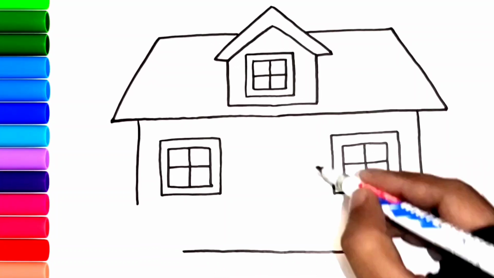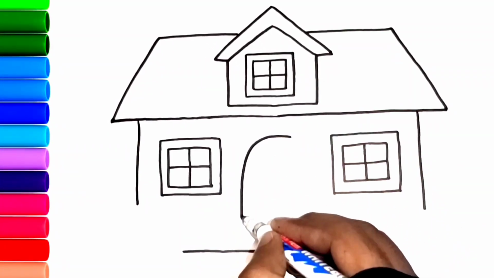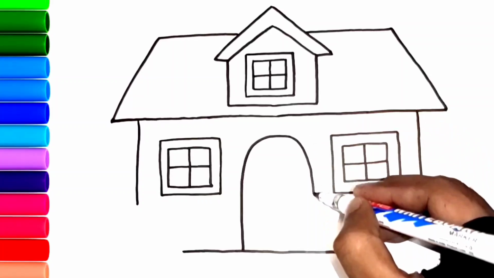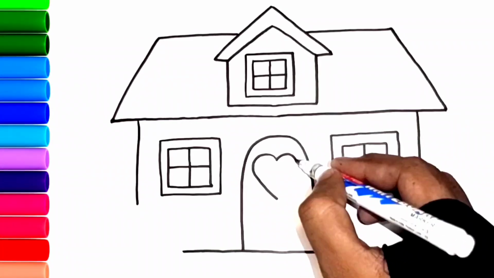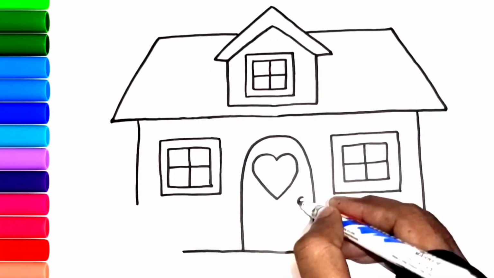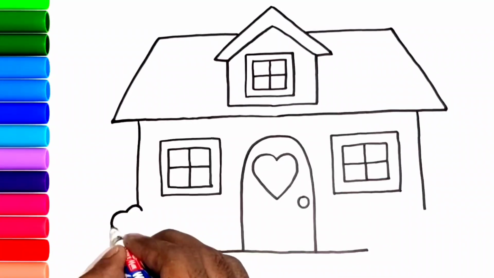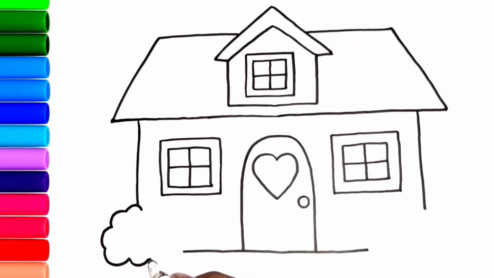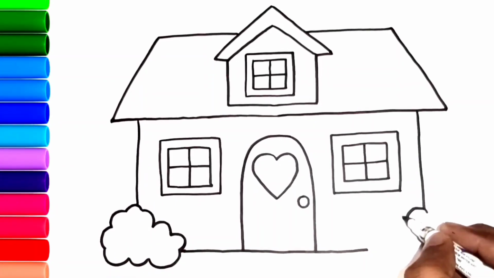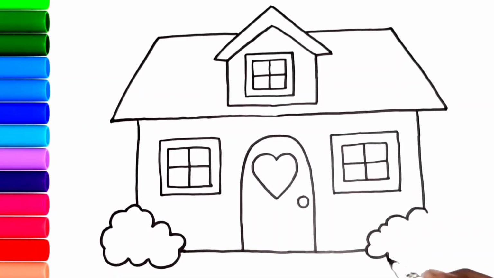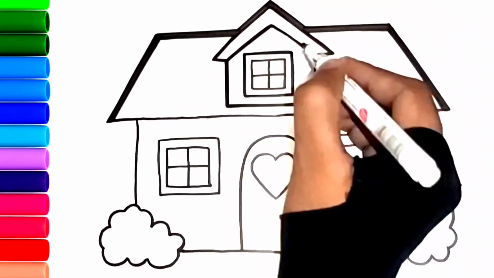I will draw a beautiful door with a line below. A beautiful heart. Now I will see the corner of this house. The flowers and trees are covered in a storm. Great! Now I am going to use this black marker to make this beautiful drawing more visible.